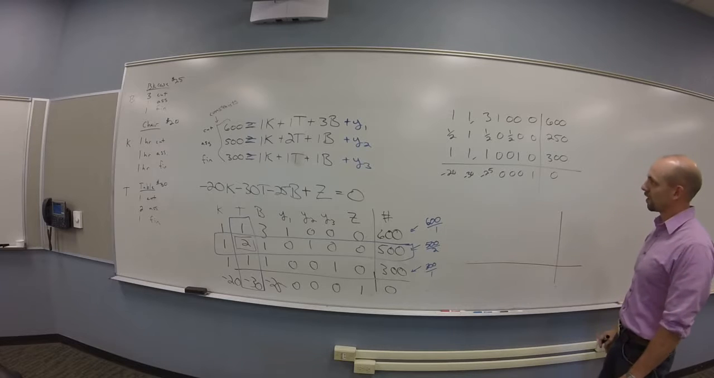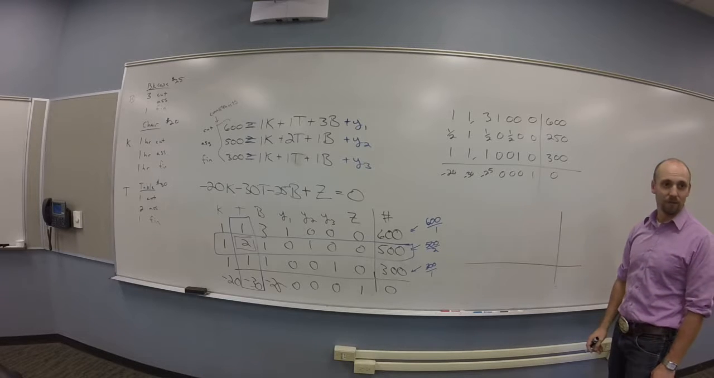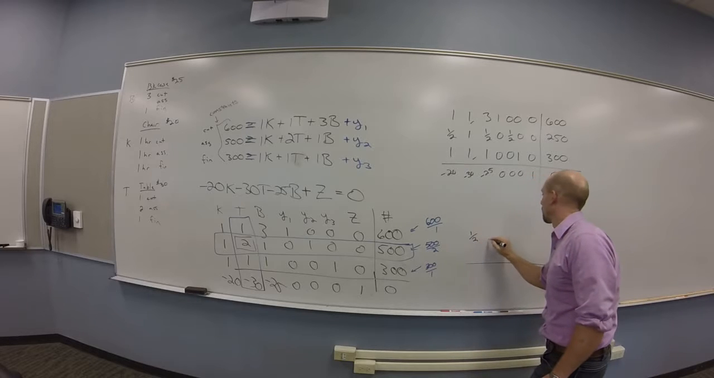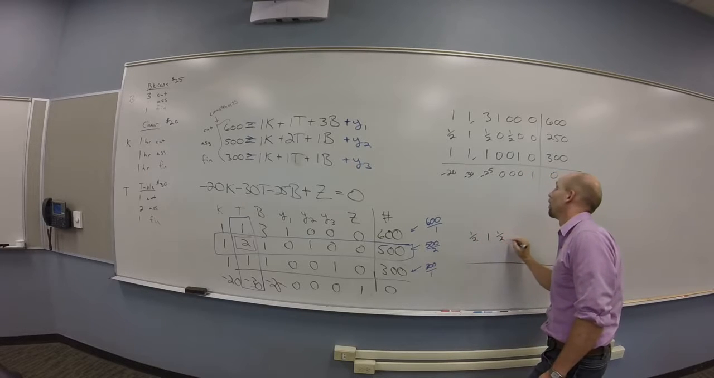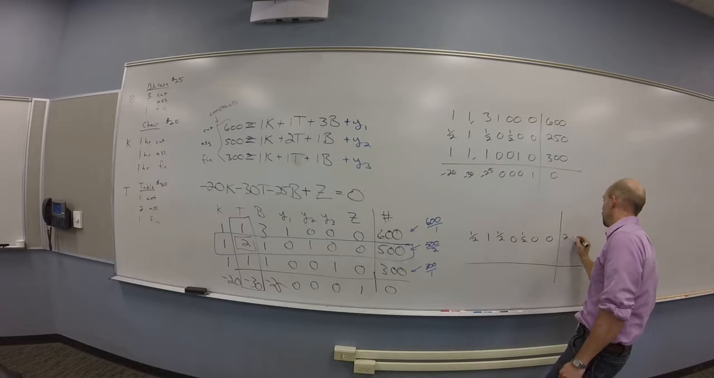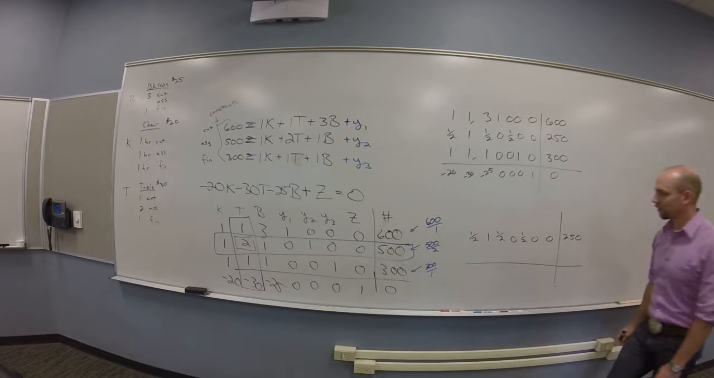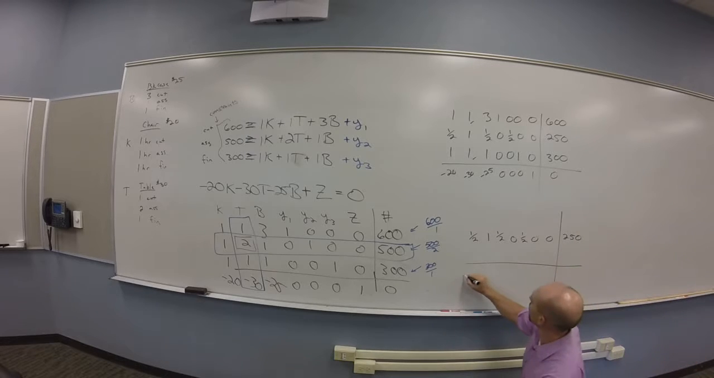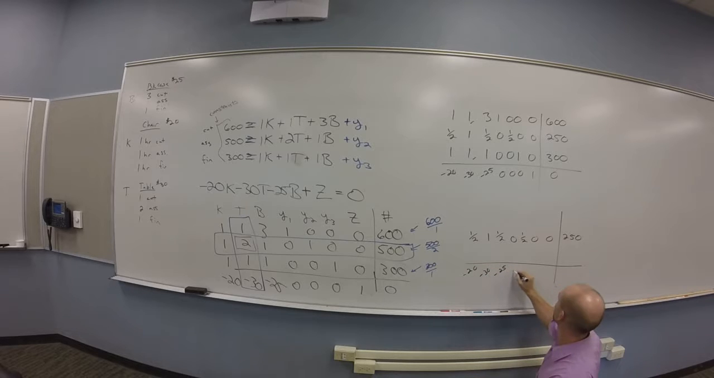first, which row can I just write down? Middle. Good, I can just write the middle row down. So the middle row is rocking 1/2, 1/2, 0, 1/2, 0, 0, 250. What other row can I just write down? Bottom. Bottom I'm not going to fiddle with. So I can write my minus 20, minus 30, minus 25, 0, 0, 0, 1, 0 down.